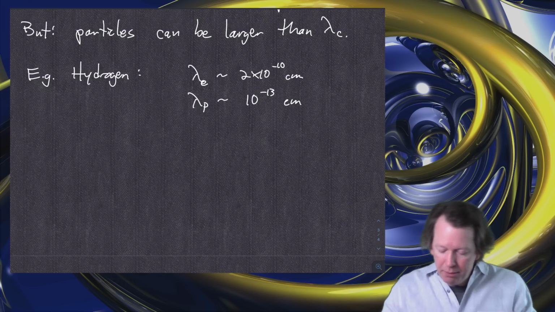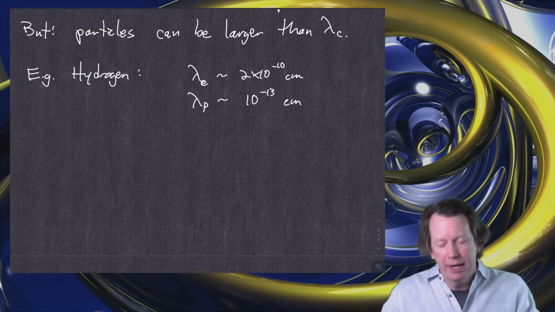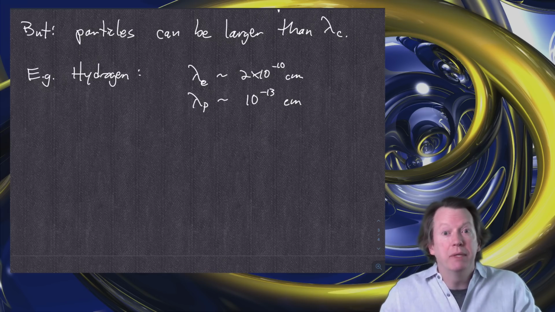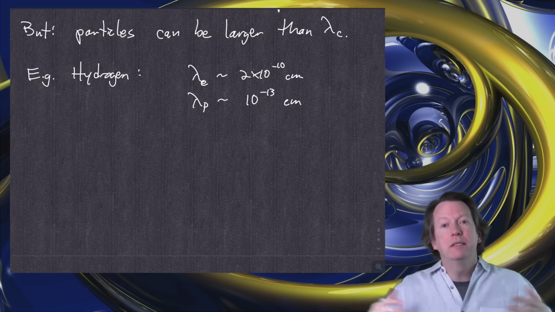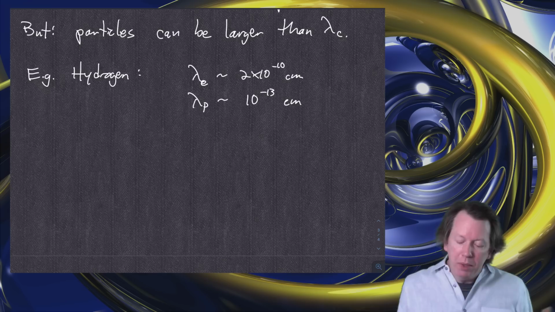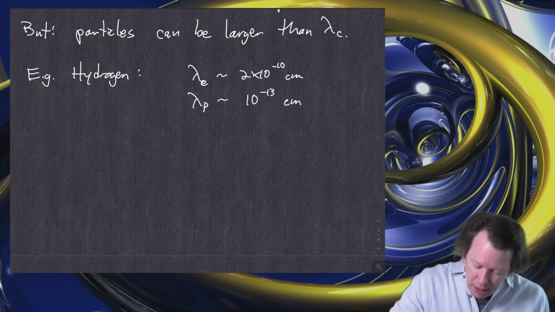So in some sense, the thing that sets the scale for the size of the hydrogen atom is the Compton wavelength of the electron, not the proton. And that's true. But the question is, are there other considerations that come into the game? Well, there is. There is electromagnetism.